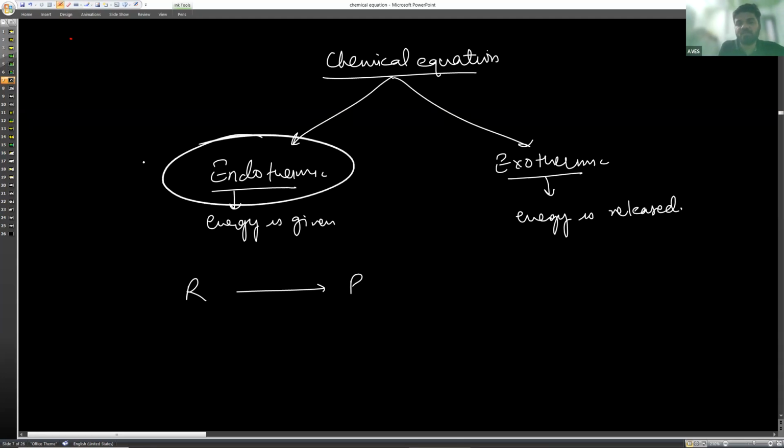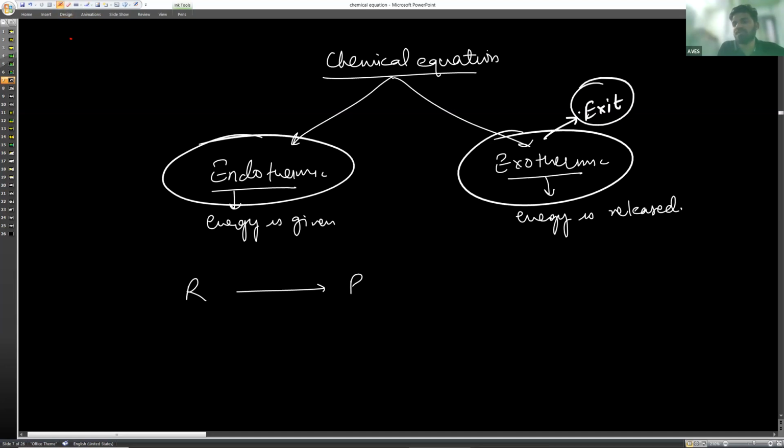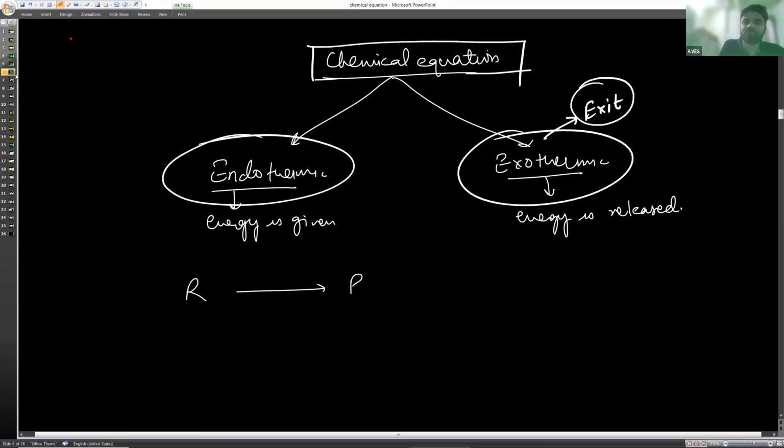The word exothermic, exo, comes from the word exit, which means release out. Something is being released out. So this is considered to be an exothermic reaction. On the basis of the energy that is being released, we have divided the chemical equations into two parts mainly: energy given or energy released. Okay. Got it? Yes, sir.